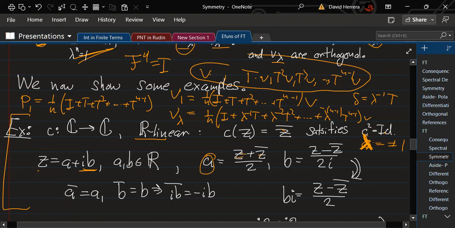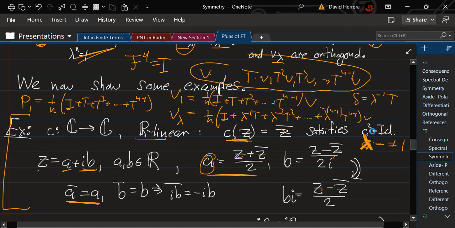So I'm taking Z by itself, and I'm adding its conjugate, and I'm averaging them. And that right there is going to give me an eigenvector with eigenvalue 1 for C. So it's going to be a real number. That's this. This B always has this weird formula with this I down here. The reason is that I should actually be up here with the BI. So BI is Z minus Z bar over 2.